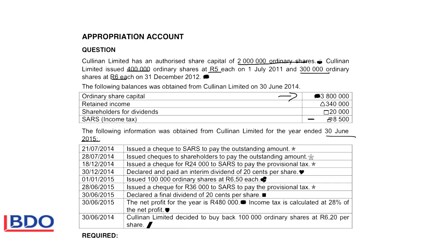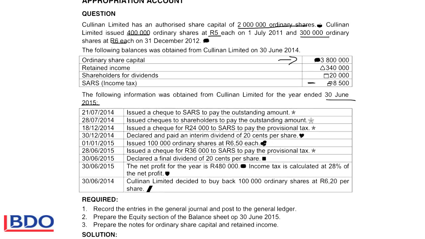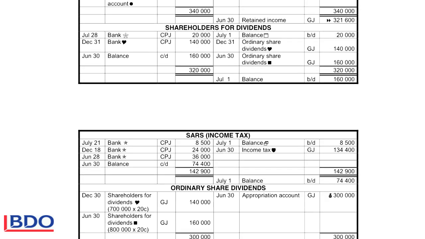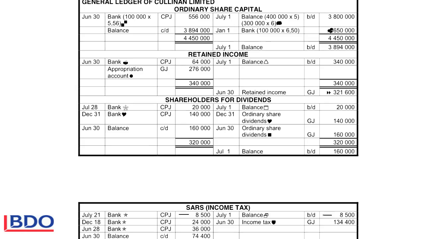If we look at the next entry, a cheque is issued for 24,000 to SARS to pay provisional tax. In the middle of the year, the business will do a little income statement to determine how much profit was made for the first 6 months. So all the income will be added together, the expenses will be subtracted, and they work out more or less what was the profit for the first 6 months, work out 28% on that, and then decided to send 24,000 to SARS as provisional tax payment.